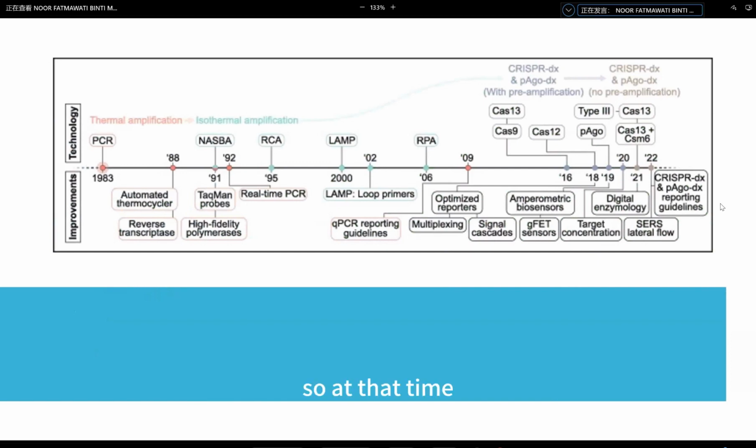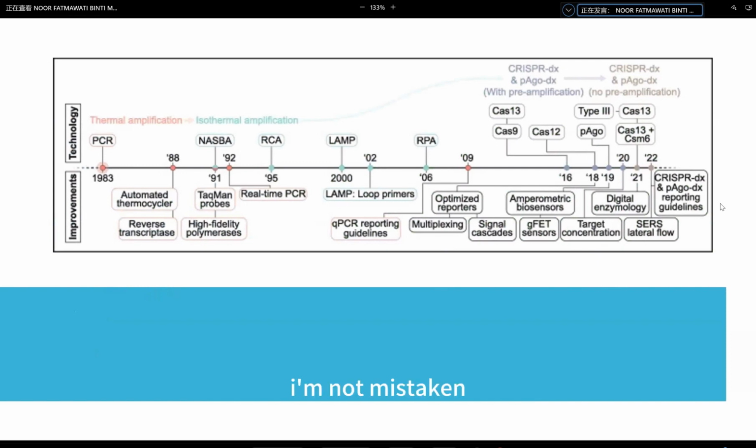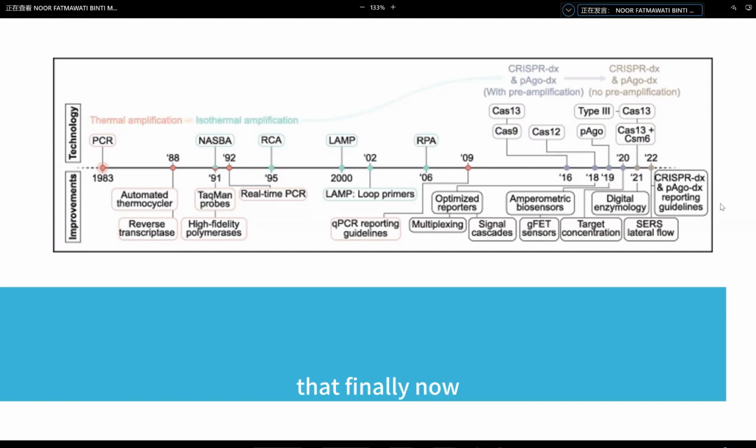So at that time, I think the brand of the machine was Perkin Elmer, if I'm not mistaken. And at that time, the PCR was invented to measure, to amplify genomic DNA of course, but there was another discovery that happened, that finally, when it was discovered, we can measure RNA.